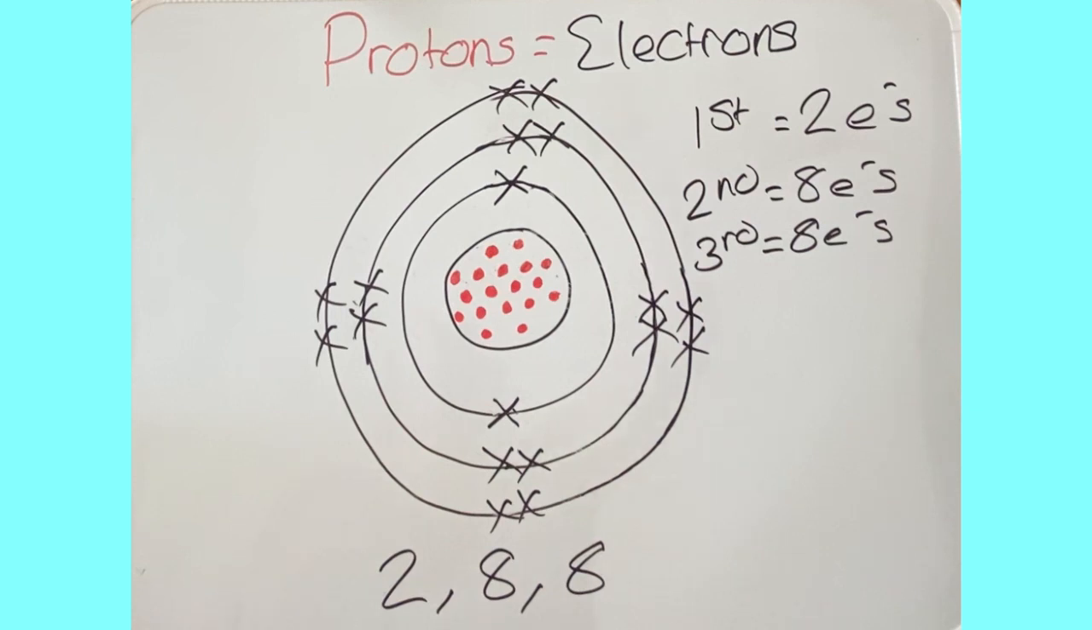Today's diagram is the most complex diagram you will ever get asked to draw in a GCSE exam, as we only ask students to draw up to 18 electrons. So if you've got this, you'll be fine.